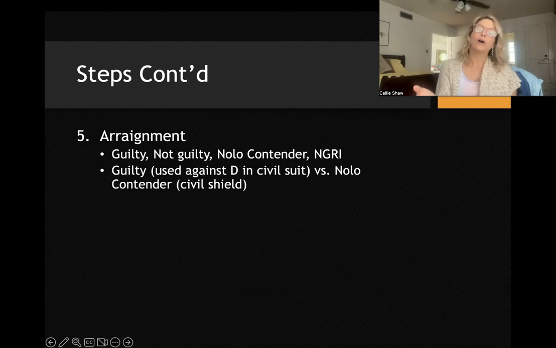okay? Now, if you plead nolo contendere, this is a civil shield. So if you, in a criminal case, plead nolo contendere, that means they can't go after you in a civil trial. Interesting, right? So it's kind of your shield.